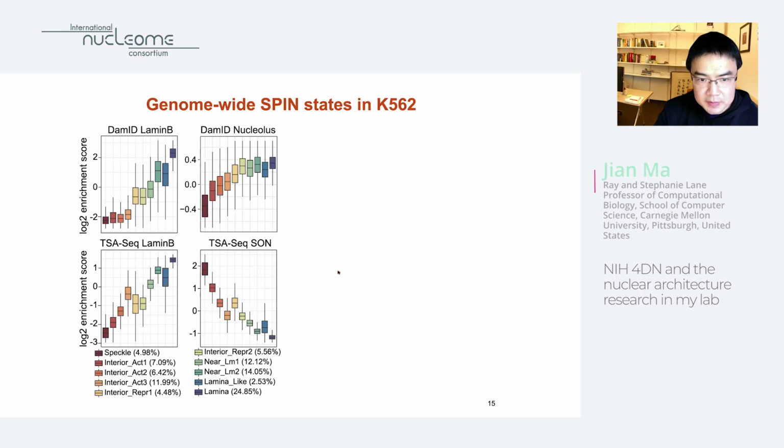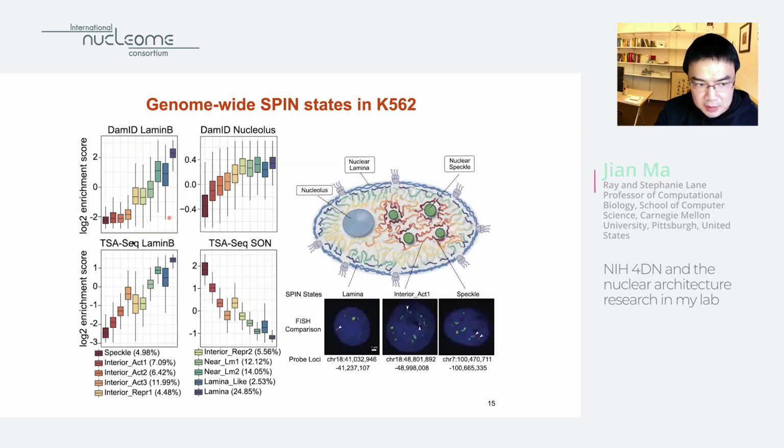So here's the resulting SPIN. These are the states and their corresponding genome-wide distributions. We identified 10 major states from the 3 major nuclear bodies. And the colors here show their perceived positions in the nucleus relative to the nuclear speckle, nuclear lamina, and nucleolus.